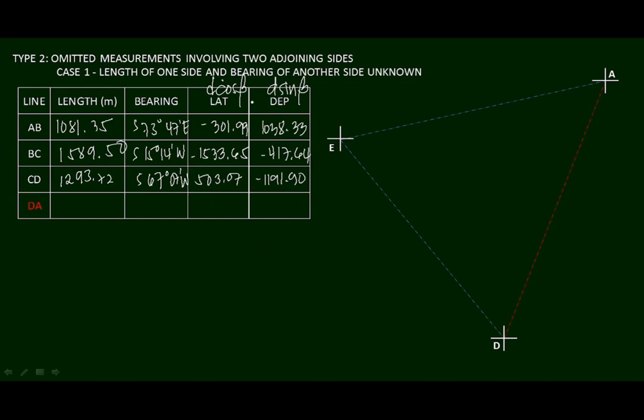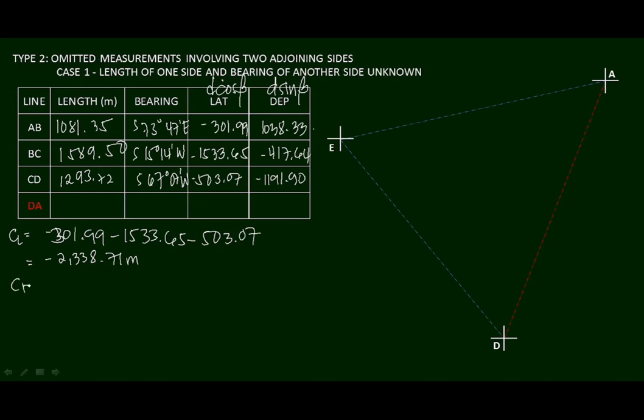So, how about DA again? Okay? Take the sum of the latitudes. So that is negative 301.99 minus 1,533.65. Why? This is still negative, because it is in the south. That is minus 503.07. What will come out on my calculator is negative 2,338.71 meters.